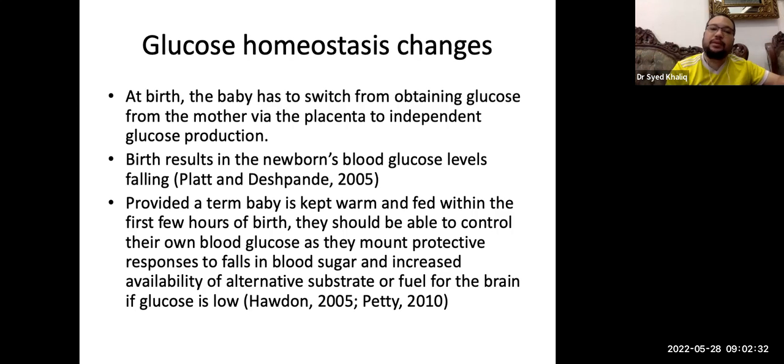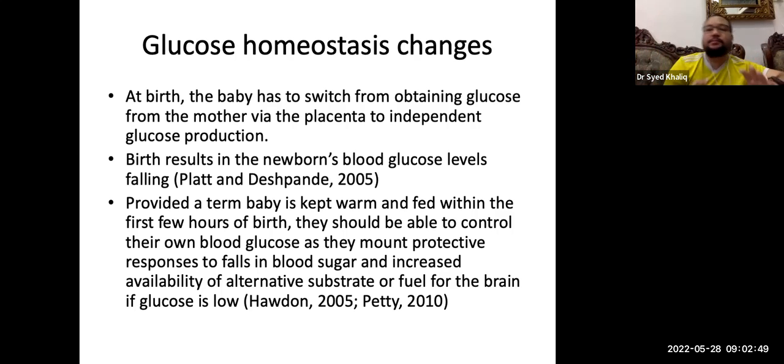So the more premature the baby, they don't have enough glycogen storage. The liver is still immature. The gluconeogenesis process is still immature in newborn babies. So they need to have adequate glucose supplementation. So that's one thing you need to remember.